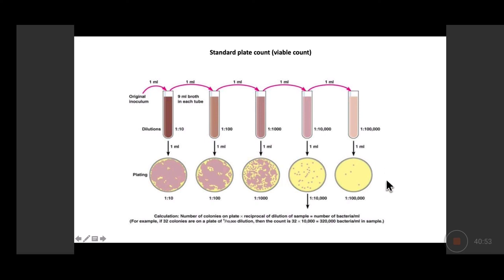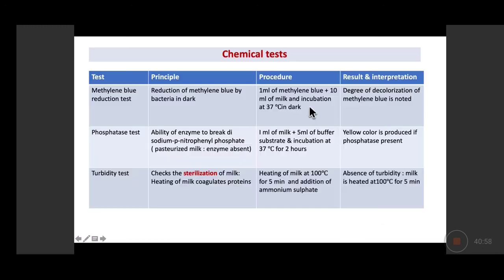Now, chemical tests basically consist of the methylene blue reduction test, phosphatase test, and turbidity test. The methylene blue reduction test tests for the presence of bacteria. It is based on the principle that the methylene blue dye will be reduced by the bacteria. If bacteria are present, the dye will get reduced and there will be decolorization of the dye. When we put the dye in the milk, it will first become blue in color, but then slowly it will start decolorizing, so we see how fast it is getting decolorized.